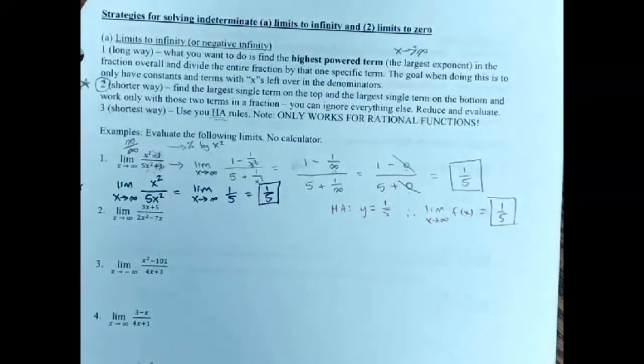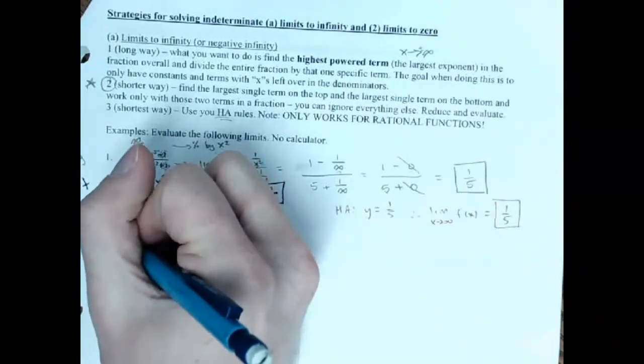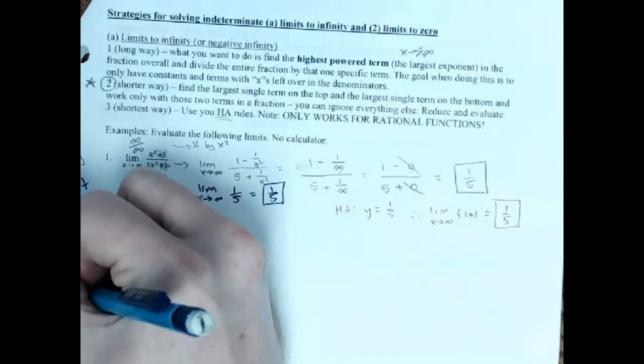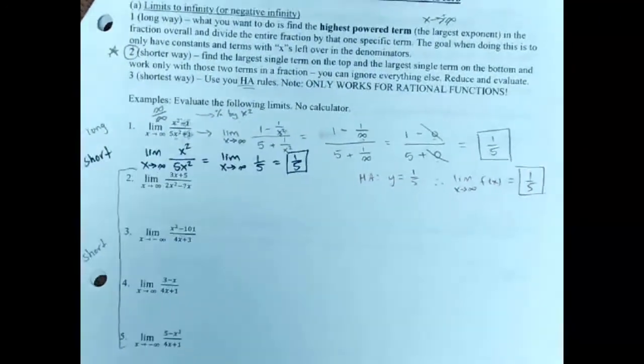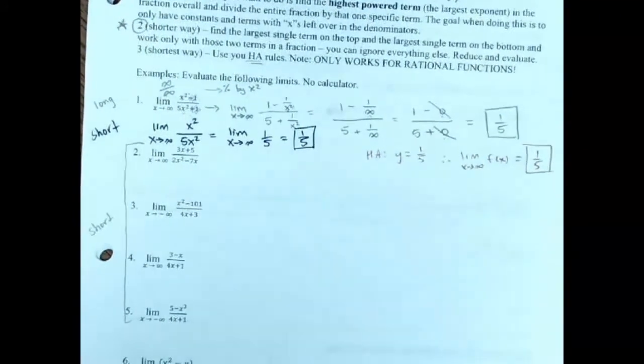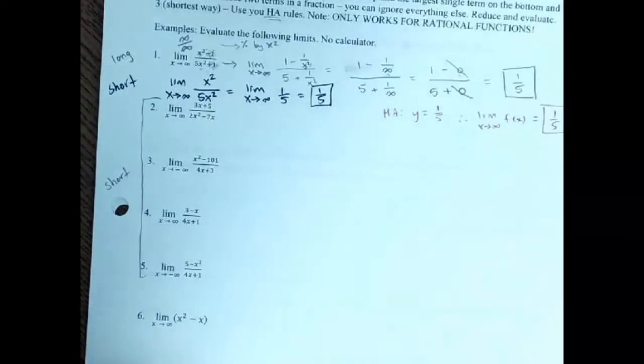Okay, let's fly through the next 4 really quickly. And I'm only going to do that kind of middle way, the shorter way here, right? Where I'm going to find the big term on the top, the big term on the bottom, and then we'll just ignore everything else, right? These are going to be pretty quick. All right, here we go.